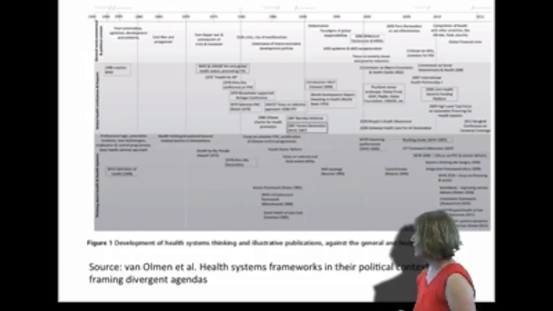In 1978, we have the Alma-Ata Declaration. This is then followed by a period of health sector reforms. And if you look at the international arena, what you see is that there's an increase in the number of international players, and an increase in the number of different significant reports around health systems. So after the Alma-Ata Declaration, we have selective primary health care in 1979. We have the UNICEF focus on the selective approach with GOBI-FFF. In 1986, we have the Ottawa Charter for Health Promotion.